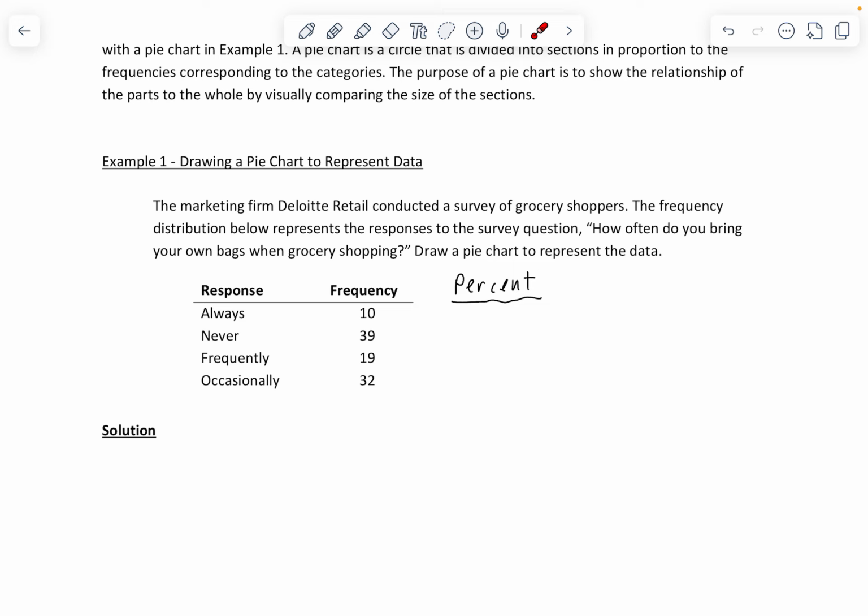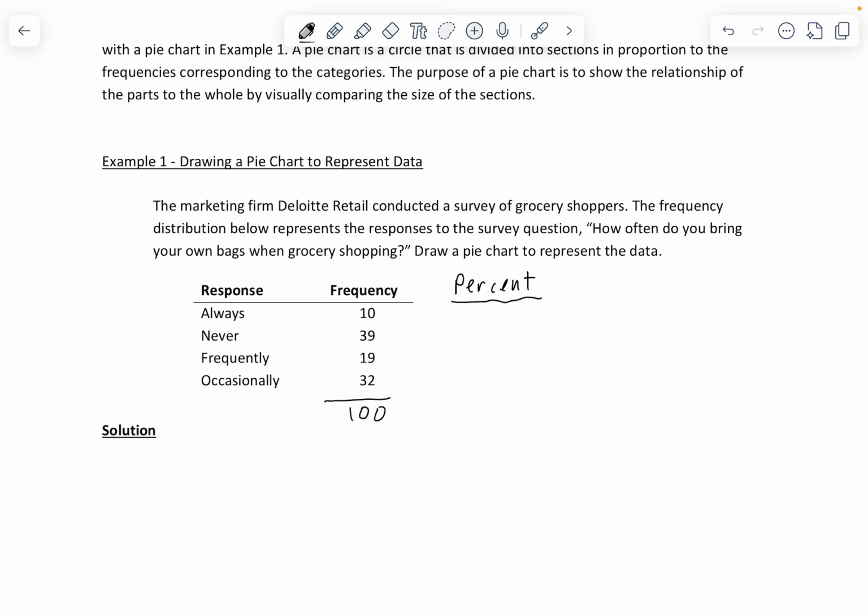I need to know the total number of people surveyed, which is not explicitly given in the problem description, but I have a frequency corresponding to each category, and if I add up those frequencies, they will add up to the total number of individuals surveyed. So 10 plus 39 is 49, plus 19 is 58, plus 32 is, they add up to exactly 100.